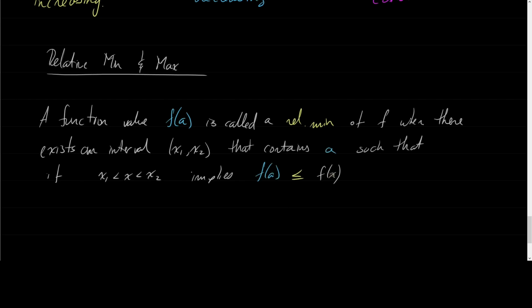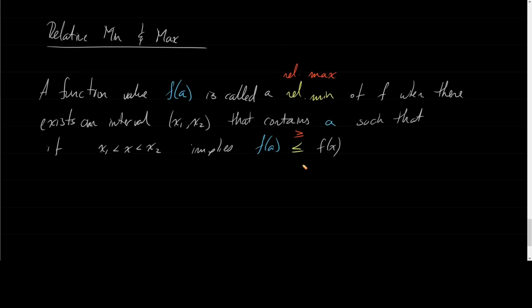Now, similarly, we can say that a function value f of a is called a relative max of f when there exists an interval x of 1 to x of 2 that contains a, such that if x of 1 is less than x of 2, it implies that f of a is greater than or equal to f of x. So what are we saying there?